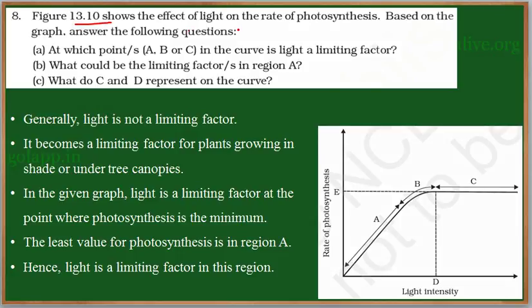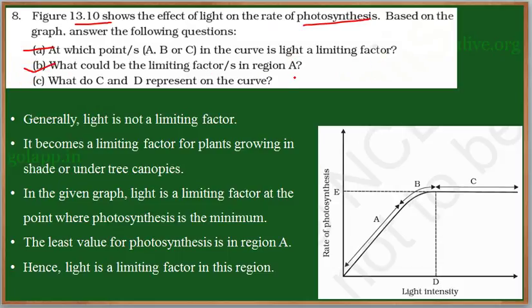Figure shows the effect of light on the rate of photosynthesis. So this graph shows the effect of light on the rate of photosynthesis. Based on the graph, answer the following question. At which points A, B or C in the curve is light a limiting factor?